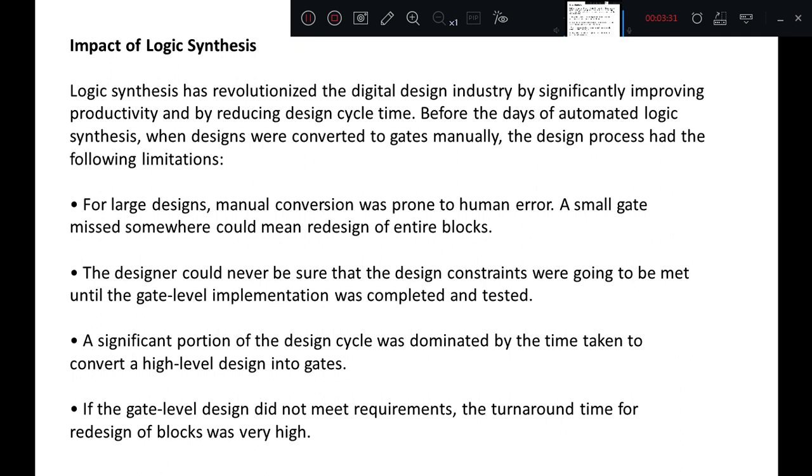When the designs were manually converted to gates, the design process had the following limitations. For the first one, for large designs, manual conversion was prone to human error. A small gate missed somewhere could mean redesign of entire blocks. The designer could never be sure that design constraints were going to be met until the gate level implementation was completed and tested.